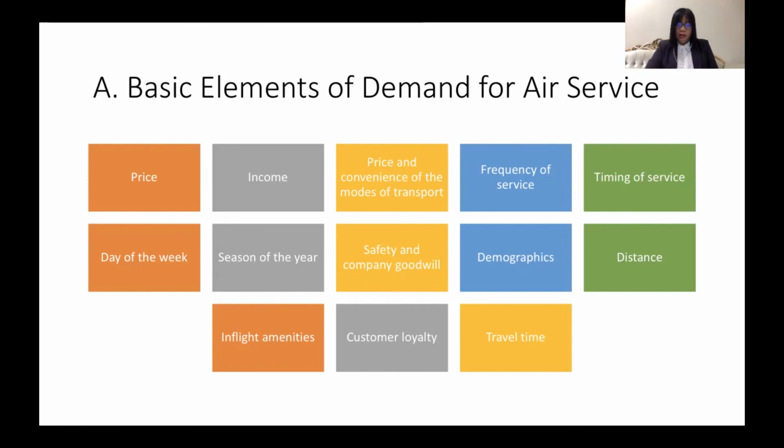The next factor is customer loyalty. For customer loyalty, in any industry, once consumers have made the decision to purchase a service or product, loyalty factors come into play in determining which carrier is chosen. In air transport, frequent flyer rewards programs are especially important in fostering customer loyalty.